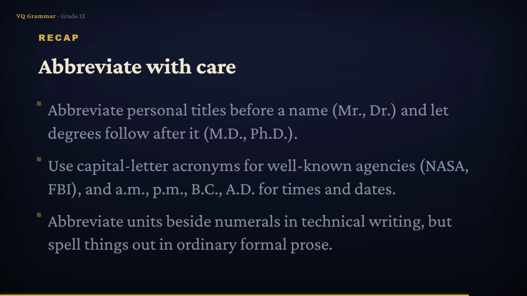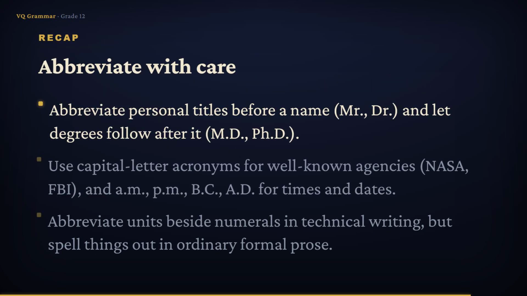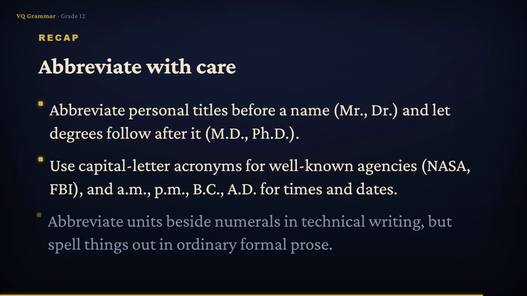Let's gather what we've learned. First, abbreviate the personal titles that come before a name. Mr., Mrs., Dr., and let the degrees follow after it. MD, PhD, RN. Second, well-known agencies become acronyms in capital letters, usually without periods. NASA, the FBI, the UN. And we use AM, PM, BC, and AD to pin down exact times and dates.